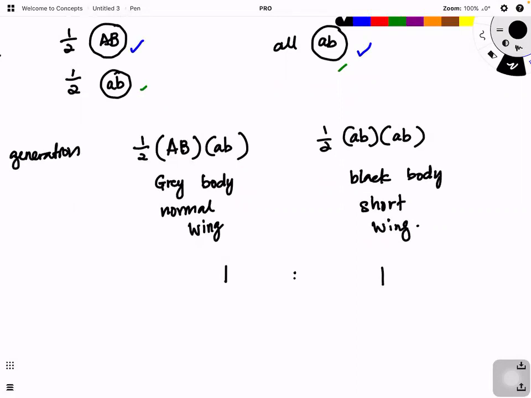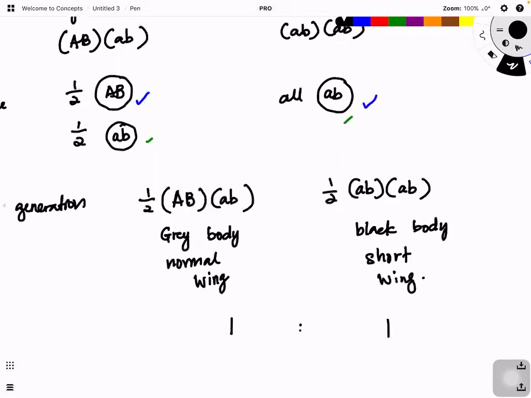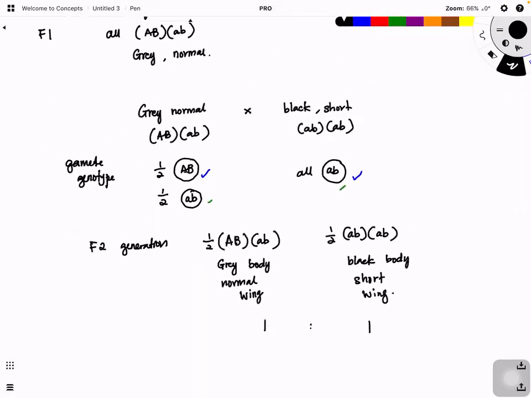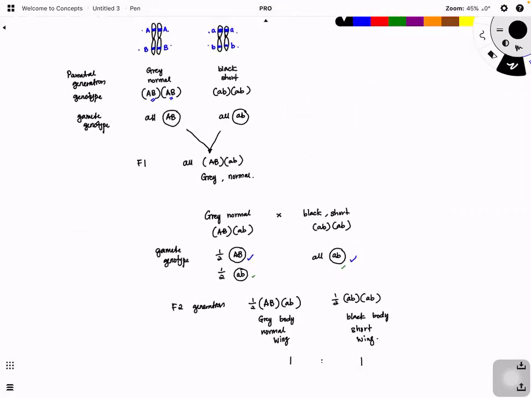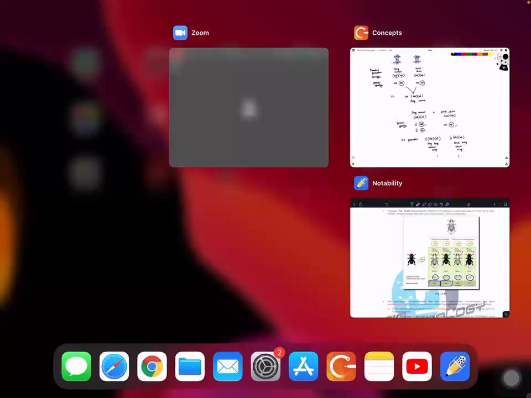It means that 50% will give us the gray body, normal wing, and another 50% will give us a black body, short wing, if both of them are linked. If you want to take a photo, you can. So if they are linked, basically we are going to get the ratio of 1 to 1. So 50%, 50%.